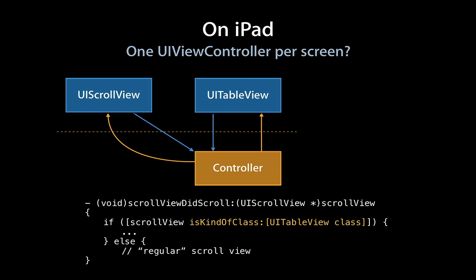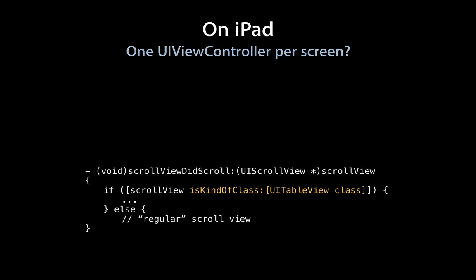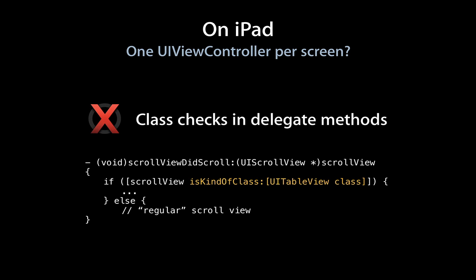This kind of class check is almost never the right choice, right? It should probably autocomplete in red or something like that. I don't know. So when you do this, don't have class checks in your delegate methods.